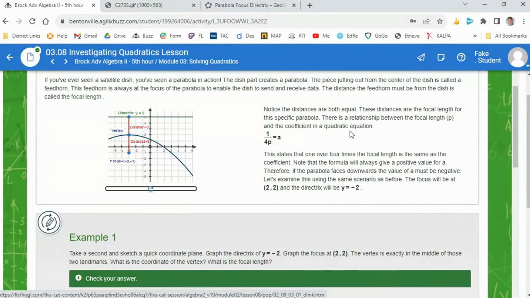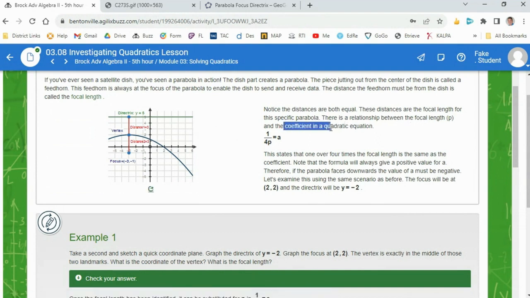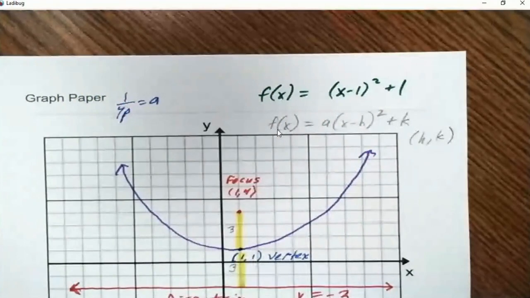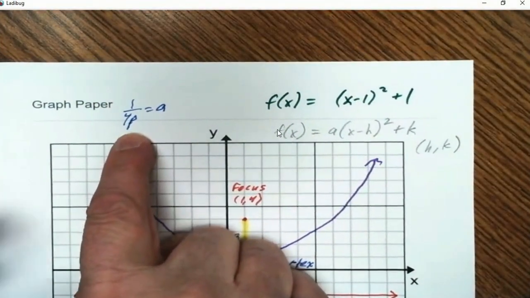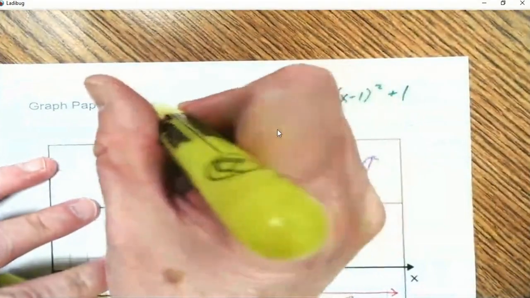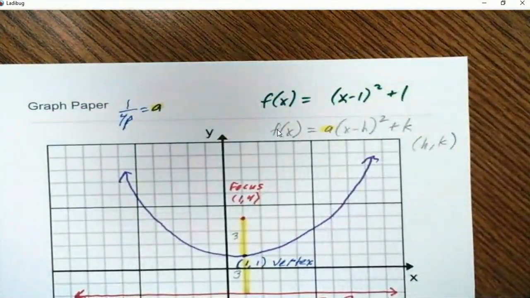Now notice over here, these distances are the focal length that are equal, like a distance of 3 from the directrix to the vertex and the vertex to the focus. There's a relationship between the focal length and the coefficient in the quadratic equation. Here it is: 1 over 4p equals a. I'm going to write that. 1 over 4p equals a. All right, let's go back to our drawing. Well, what's a? a is this coefficient right there. Then what's p?